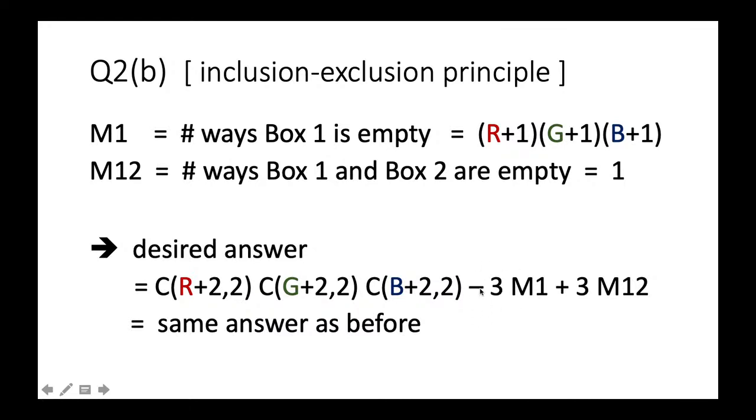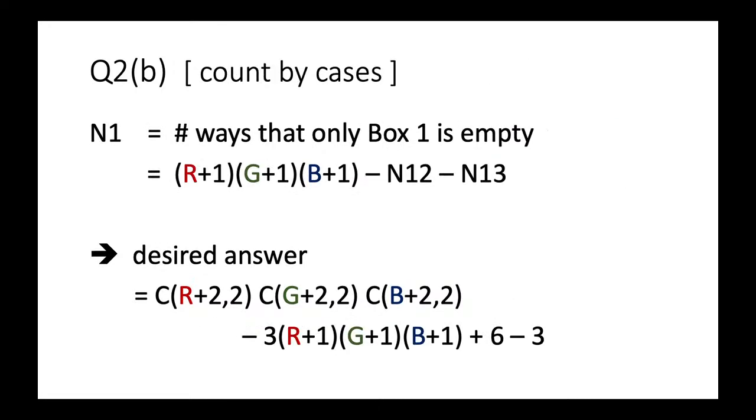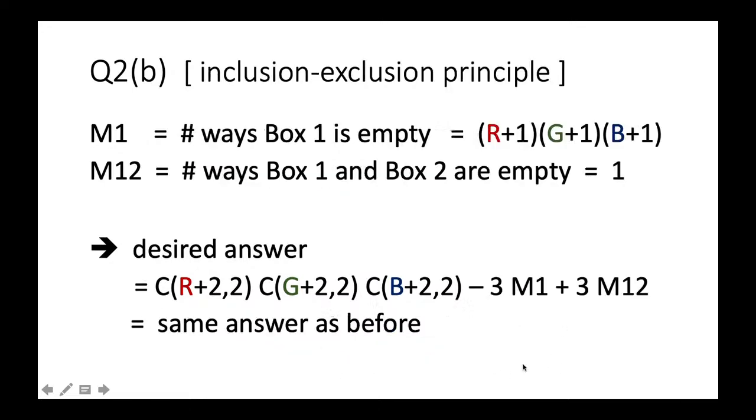But here we are over-deducting, so we should add some back. We should add back the case that boxes 1 and 2 are empty, the case that boxes 2 and 3 are empty, and the case that boxes 1 and 3 are empty. So we will be adding 3 times M12. After simplifying the terms, we arrive at the same answer as before. Just to check, this is the original answer minus 3 times M1 plus 3. Okay, so that's it. This is question 2b.